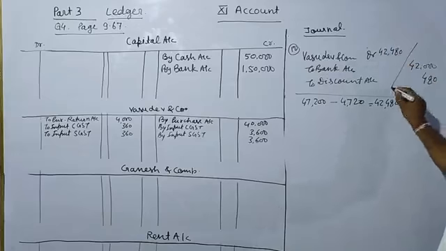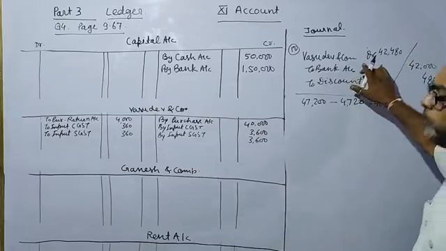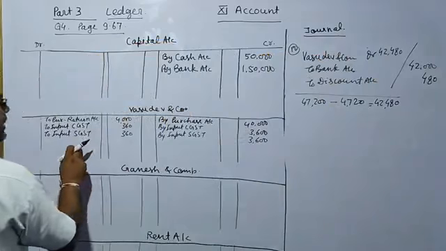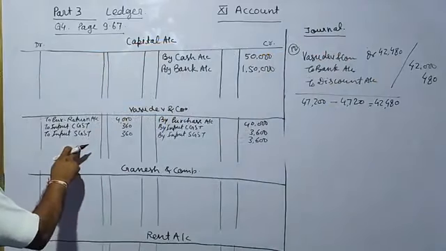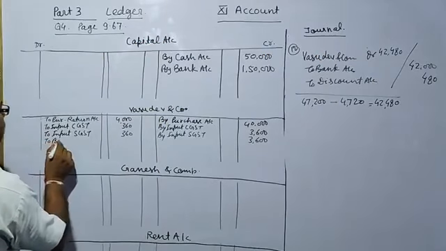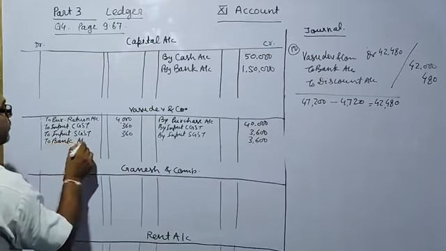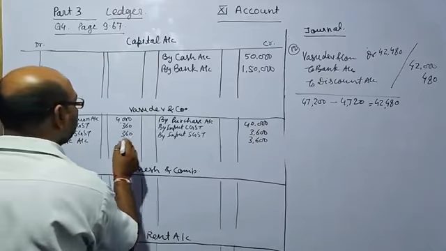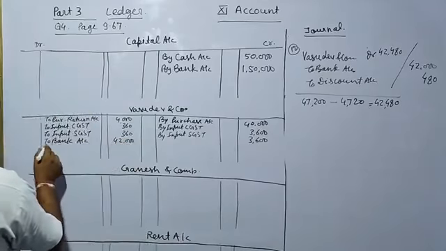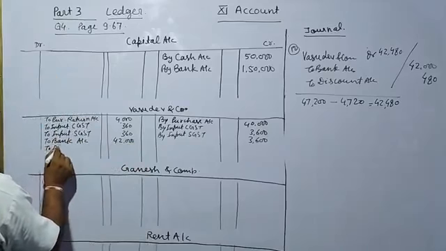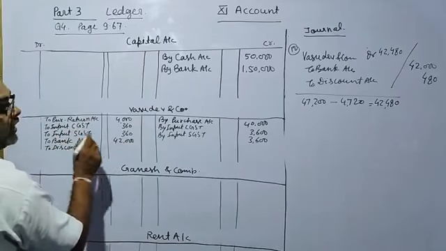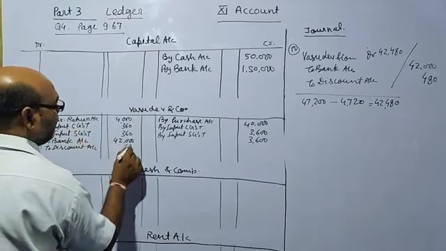total will be 42,480. Now Vasudev and Company is debit here. So Vasudev and Company debit side you will write the creditor name to bank account. Amount of bank is 42,000, and to discount account amount of discount is 480.